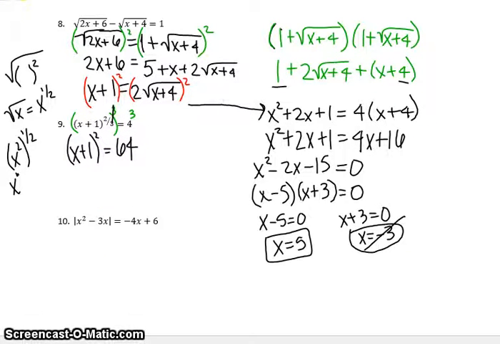Now I need to do the square root of both sides. When I do that, I'm going to get x plus 1 equals plus or minus 8. So make sure you are addressing that you do have two different answers there. When you subtract your 1 over, if I do 8 minus 1, that gives me 7. If I do negative 8 minus 1, that gives me negative 9.